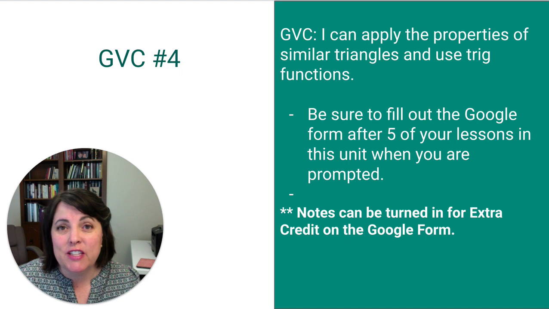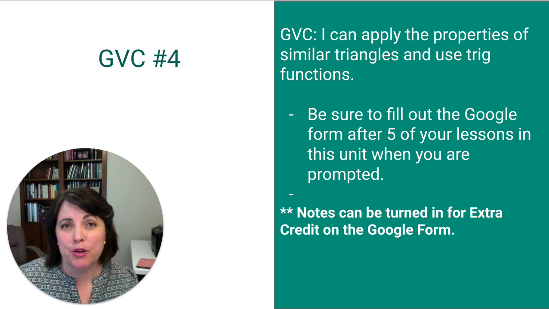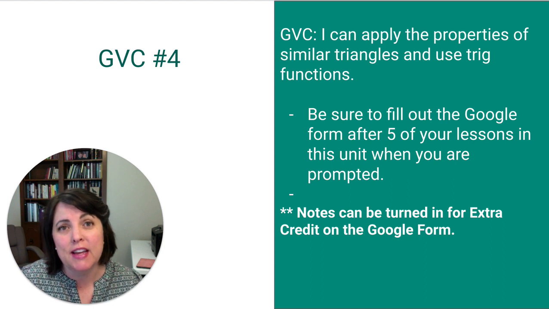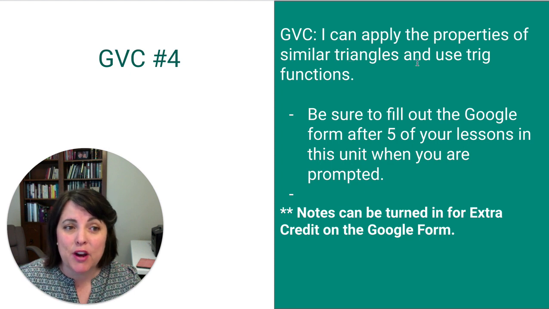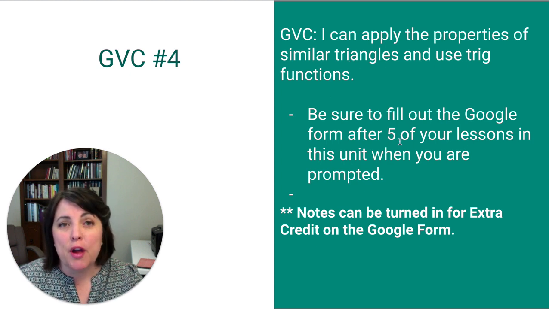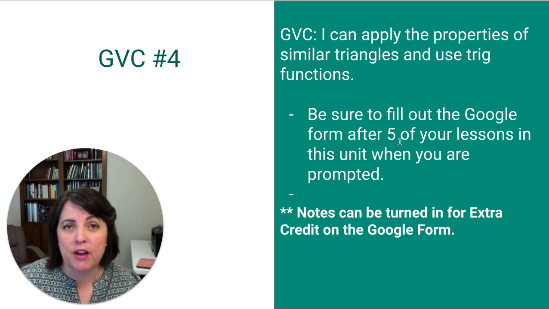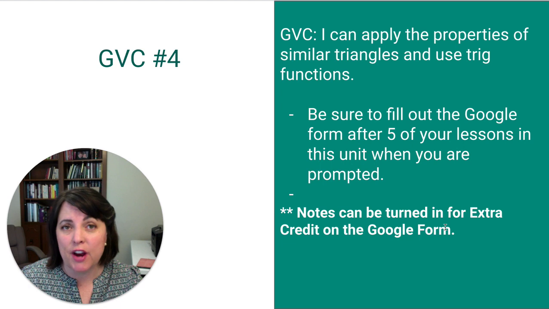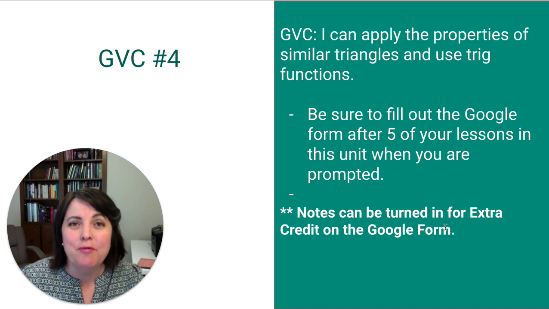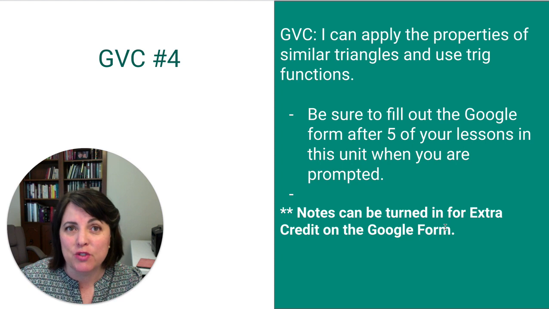Now this is a GVC unit. GVC is Guaranteed Viable Curriculum. It's GVC number 4, but it's actually your first one in this semester. So the GVC is: I can apply the properties of similar triangles and use trig functions. Be sure to fill out the Google form at the end of 5 of the lessons. There will be a Google form that tells me how you did on the lesson, how you feel about the lesson and the GVC, and how you're doing on that. So make sure you do that. Notes can be turned in for extra credit on the Google form. This is a really great place to use those guided notes or handwritten notes or any other type of notes you have, but make sure you start taking notes at the beginning and then you can turn those in for extra credit on that Google form.